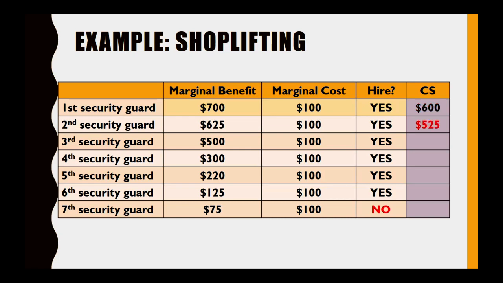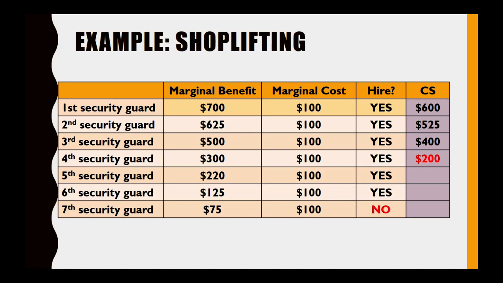All right, so does everyone have, for the second guard, Walmart would get consumer surplus of 525. For the third guard, 400. For the fourth guard, 200. What's happening to consumer surplus here? It's going down. Why is consumer surplus going down? Because MB is going down. Because marginal benefits are shrinking, right? Does it make sense that as we get more and more guards, their additional effectiveness might shrink, right?